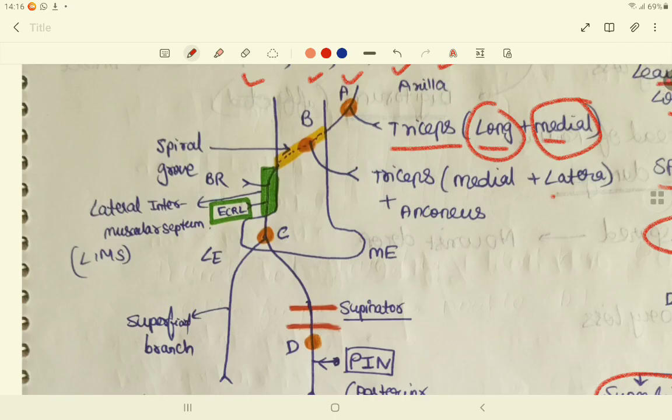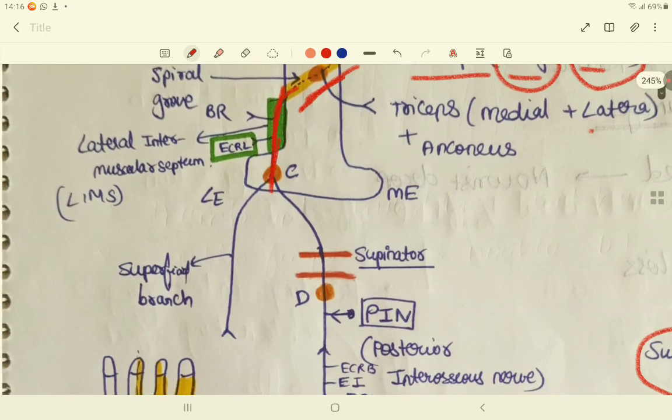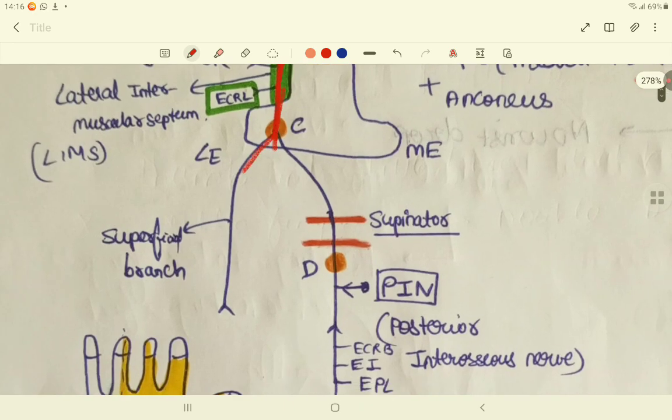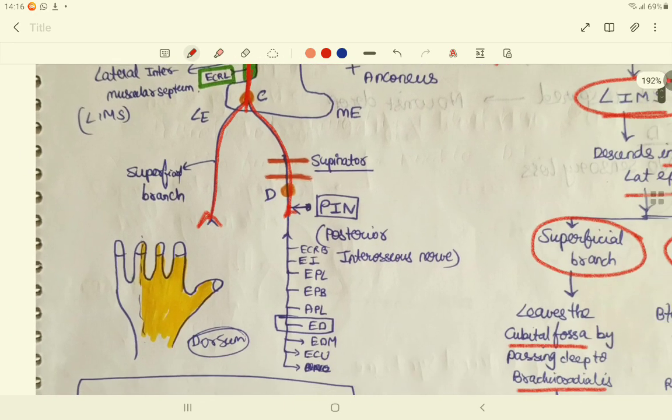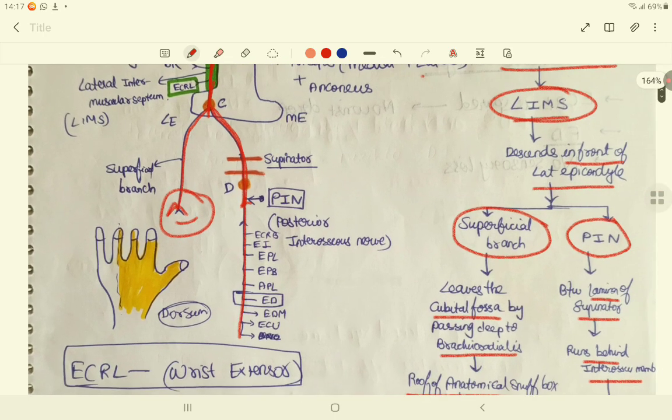So then it runs along the radial groove, pierces the lateral intermuscular septum, runs in front of the lateral epicondyle and splits into two branches, the superficial branch and the posterior interosseous nerve. The superficial branch goes on to supply the dorsum of the hand, the lateral 3.5 digits of the dorsum of the hand except the nail beds. And the posterior interosseous nerve supplies the extensor group of muscles, the muscles in the posterior compartment of our forearm, right?